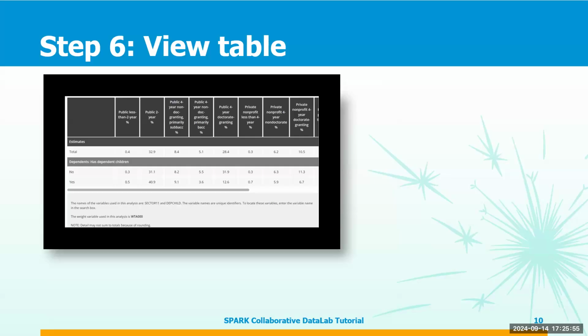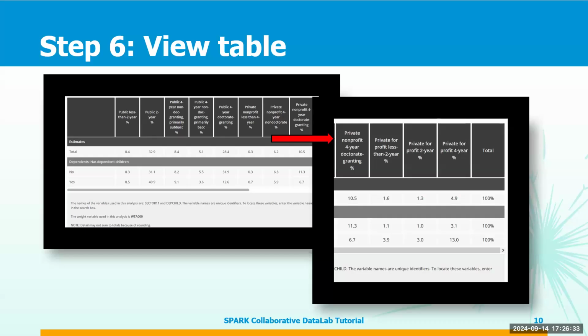Step 6. Now you will have the opportunity to view your table. Your table will display a statistical analysis of the variables you have selected in the analysis type format you chose in Step 2. At the top of the table, you'll see the overall percentage distribution for all students. Then you'll see a breakdown for each group that you selected. In our example table, the overall percentage distribution by institution type, sector 11, is seen at the top of the table, followed by the percentage distribution for each institution type by dependent children status, DEP child.